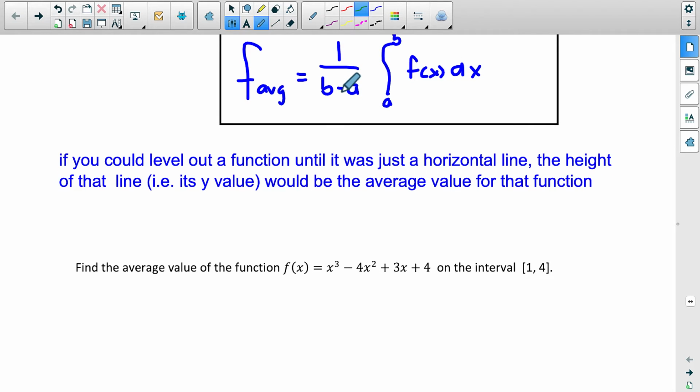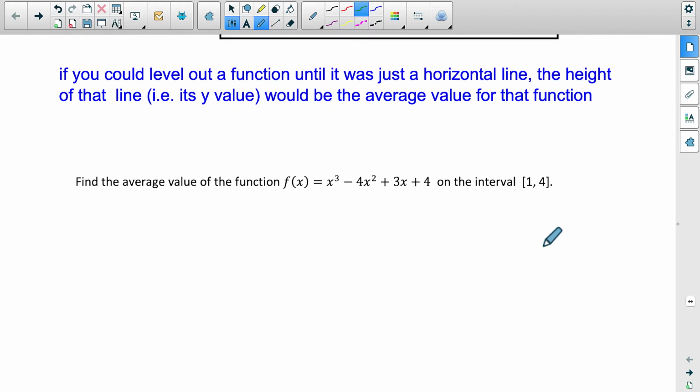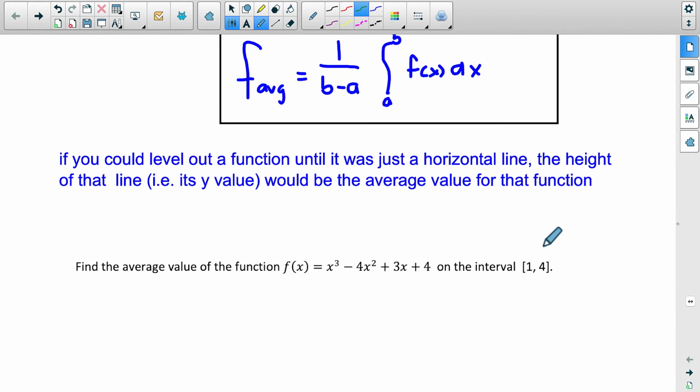Let's try it. Find the average value of the function f of x, which is equal to x cubed minus 4x squared plus 3x plus 4 on the closed interval from 1 to 4 inclusive. So, of course, we're going to use the formula. I'm not going to rewrite it this time. You can see it right there.